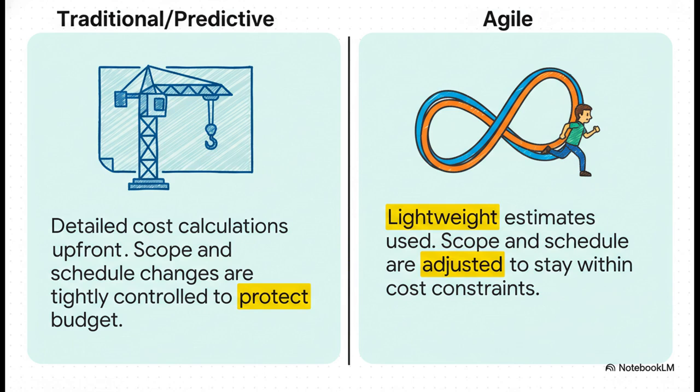In a traditional predictive project, you try to lock down the scope and schedule to protect the budget. The cost is what you're trying to control. But in an agile world, that whole idea is flipped on its head. Often, the cost and time are fixed. Think of a 2-week sprint with a set team, and the scope is the variable you adjust to fit. Your entire mindset for planning has to change depending on which world you're living in.